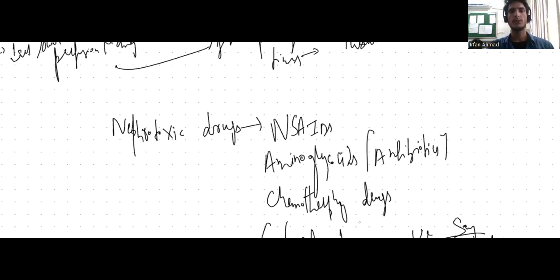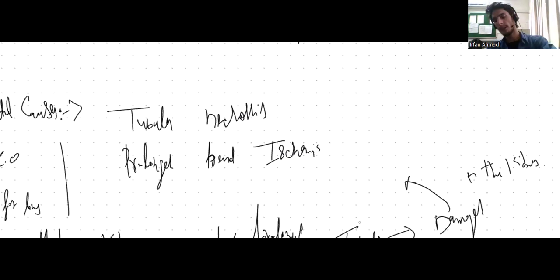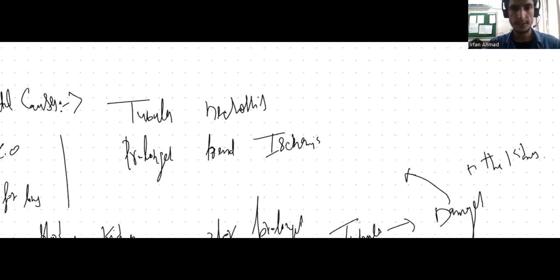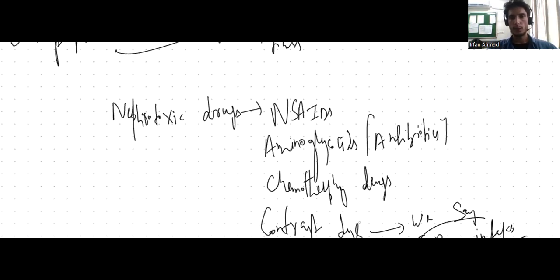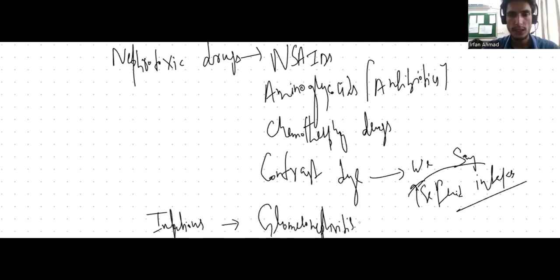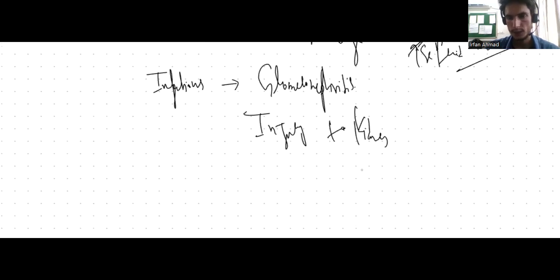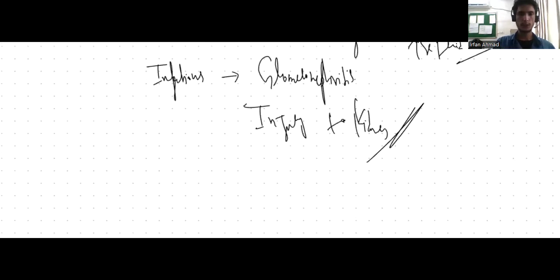Intrarenal, in the renal: first one I said tubular necrosis, then prolonged prerenal ischemia. Then I said NSAIDs and aminoglycosides, antibiotics. Then chemotherapy drugs and contrast dye, which are used in CT scan. Infectious disease like glomerulonephritis, which we are going to discuss further in the next topic. Then injury to the kidney. Okay, let's move on to the next causes.